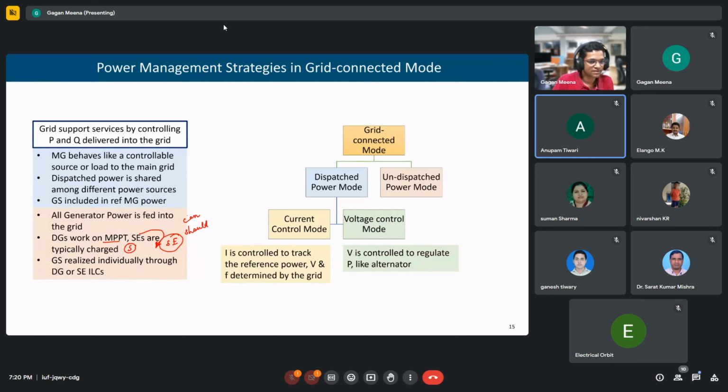What is this, SC? Storage. This is storage. Sir, what is GS? This is grid support. So grid support services are provided by controlling P and Q delivered to the grid. So in both the cases, grid services can be provided. But here in dispatched power mode, the grid support signals are included within this reference power signal. However, in undispatched power mode, the grid support services are realized through the individual generator or storage.